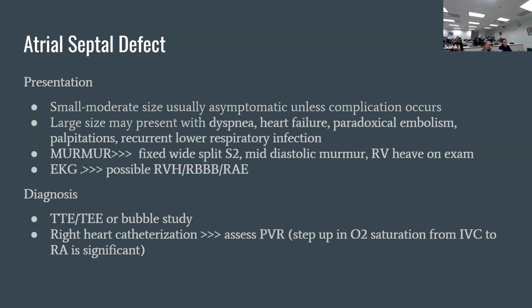If there is a left to right shunt, the oxygen in the right side of the heart is going to be higher, right? Because there's oxygenated blood getting into the right side. So on a right heart cath, you will see that step up in oxygen saturation from the inferior vena cava to the right side of the heart. Does that make sense?